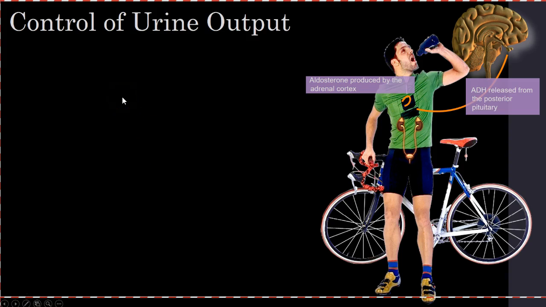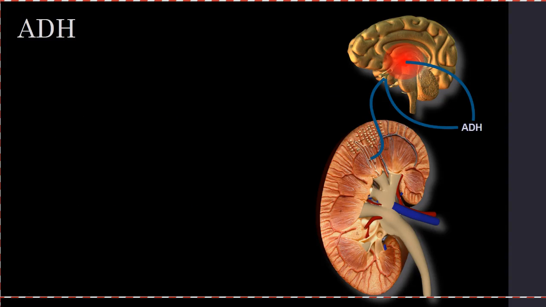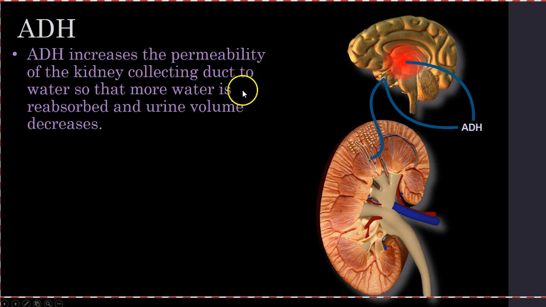So urine is controlled by a hormone called the antidiuretic hormone, or ADH for short. And this hormone controls how much water is moved out of the body into the collecting duct. So what ADH does is it increases the permeability of the kidney collecting duct so that it's more permeable to water, and that means water is reabsorbed back into the capillary network and the urine volume decreases.